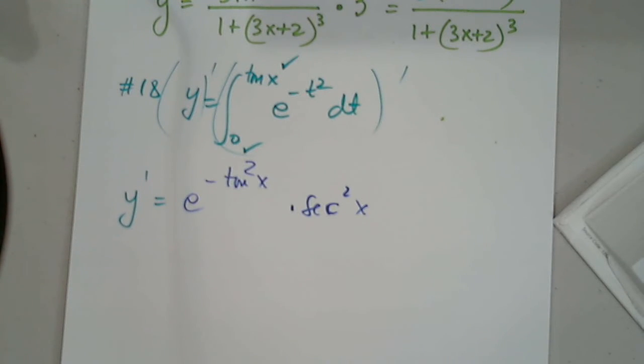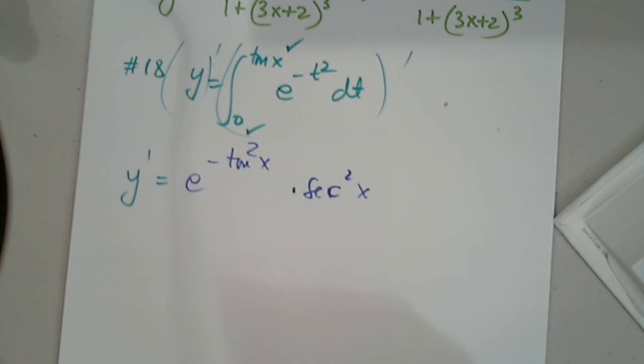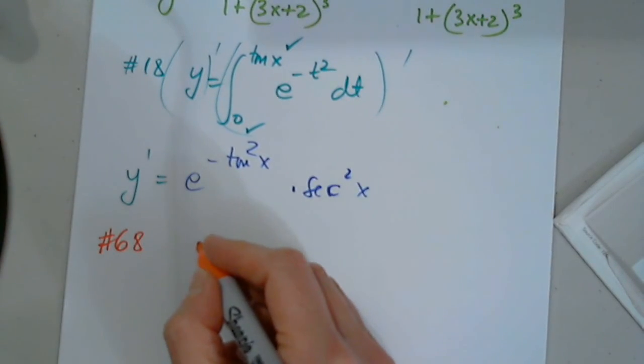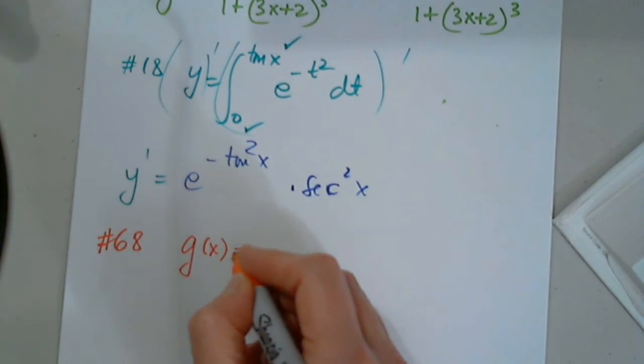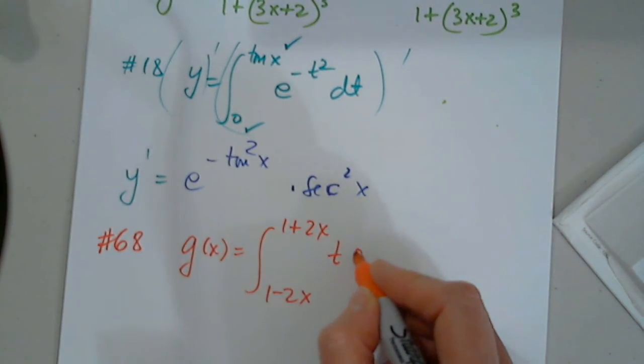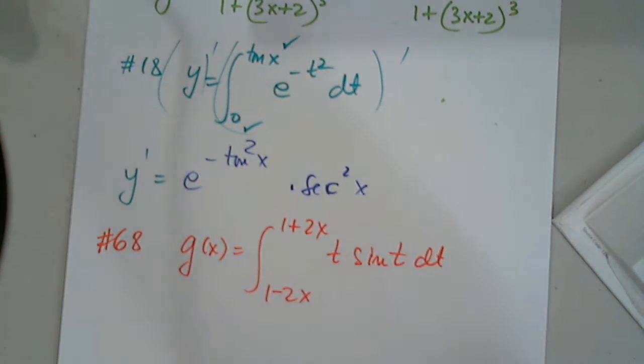67 through 71, find the derivative of the function. These are slightly more sophisticated than the previous examples, and I'd like you to choose one, only because they have some intermediate steps. Which one? 68. I'm just going to copy it: g of x equals the integral from 1 minus 2x to 1 plus 2x of t sine t dt.